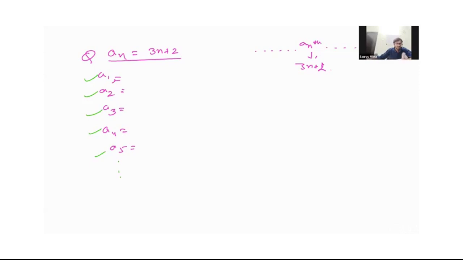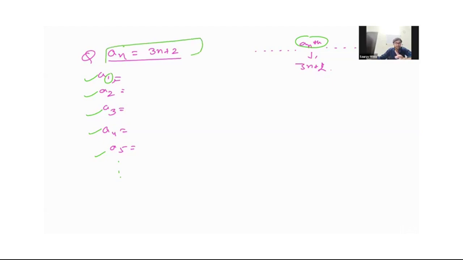So a1 means it is your first term, and an means your nth term, that is, anywhere in between the sequence. So a1 is always your first term. One implies first. So how to find the value of a1 from this information?